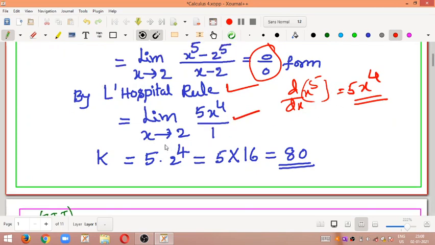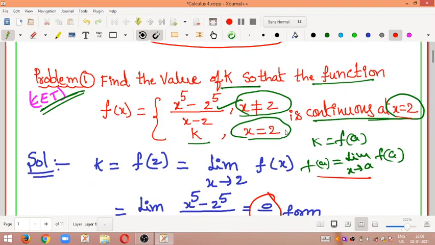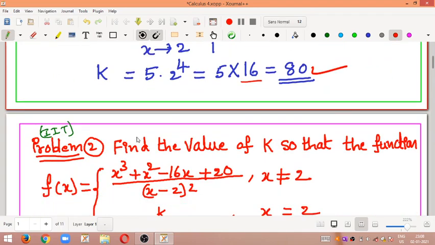So as x tends to 2, x approaches 2, that is 5 into 2 to the power of 4. 2 to the power of 4 means 16. 16 fives are 80. So k is equal to 80. By this way, we are finding the k value. This type of problem is very important for all competitive level examinations. So if it is clear, I will move on to the next problem.